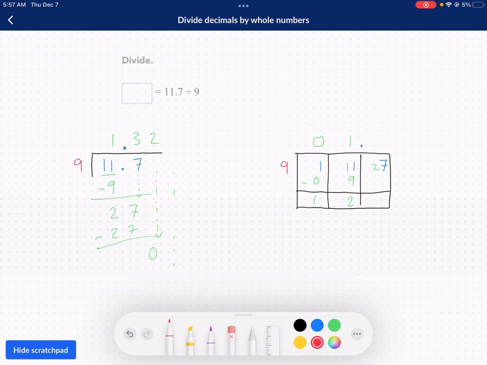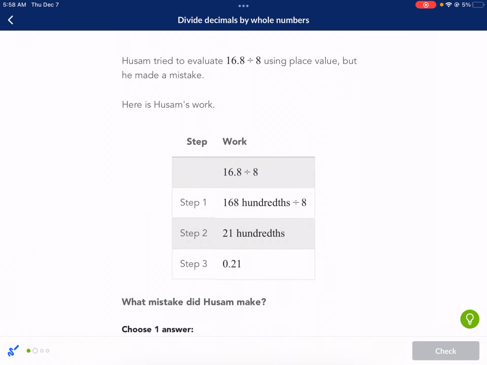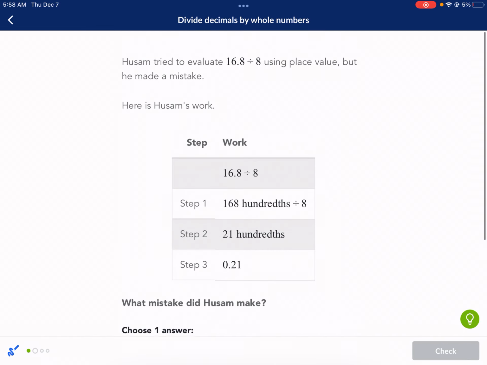I personally like the box method. I think a lot of my students like that more than the standard algorithm. So I just wanted to talk about that and show that process, and I think I'm going to stick with it for the rest of this video.